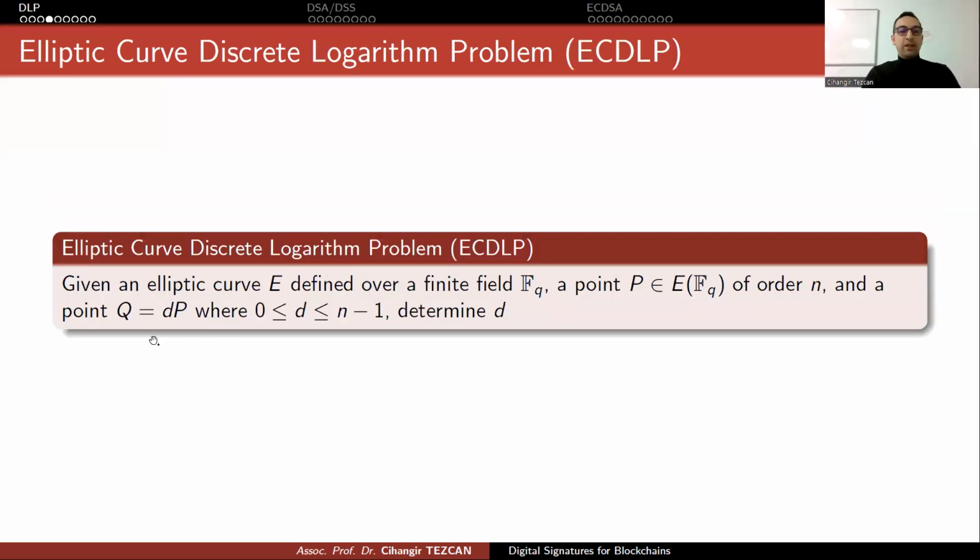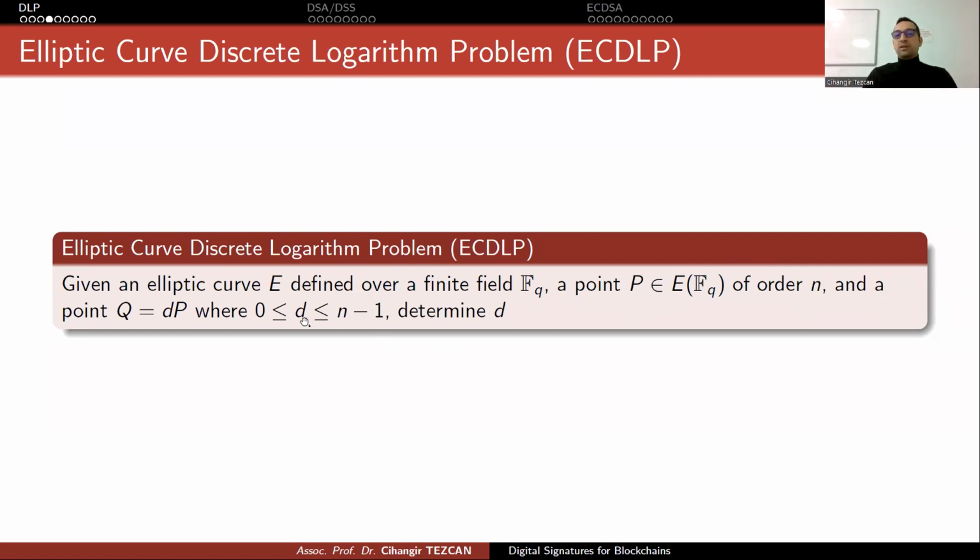This definition. So given an elliptic curve E defined over a finite field F_q, a point P on the set of the points of this elliptic curve over the field F_q of order n, and the point Q equals D times P, where you are trying to determine D. So this is the discrete logarithm problem for the elliptic curve. So let me actually go over it again. This means that there are n points on this elliptic curve, okay? And P is just one of them.